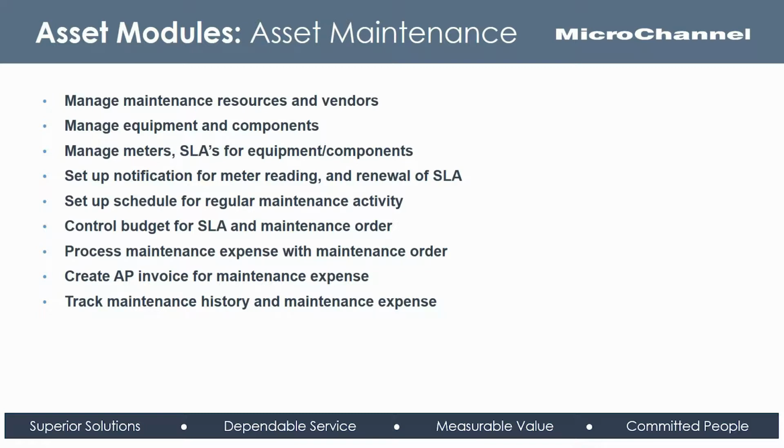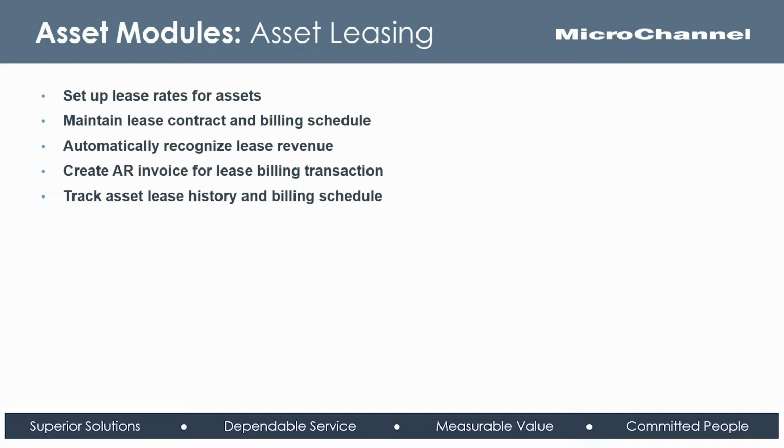Another module within the asset management is the asset maintenance. This deals with the maintenance of assets where you wish to manage equipment and components, you want to manage meters, service level agreements for equipment, notifications for meter readings, renewals of service level agreements, set up regular scheduled maintenance activity, process maintenance orders for scheduled maintenance, and allows you to generate accounts payable invoices based on scheduled maintenance.